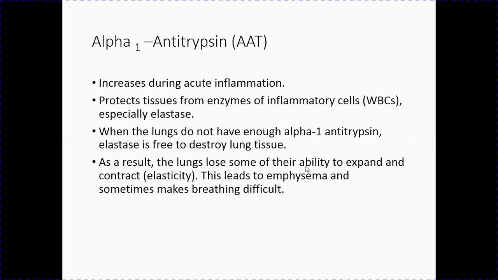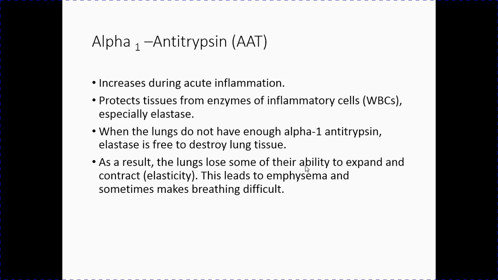Alpha-1 antitrypsin, despite what it says, is not just against trypsin, and we're going to talk about that in a second. Alpha-1 antitrypsin is a serum protein that increases during acute inflammation. It protects the tissues from enzymes of inflammatory cells, white blood cells, and it's protectively effective against an enzyme called elastase, as well as trypsin, but elastase is one of the ones that we really think about when we talk about alpha-1 antitrypsin.